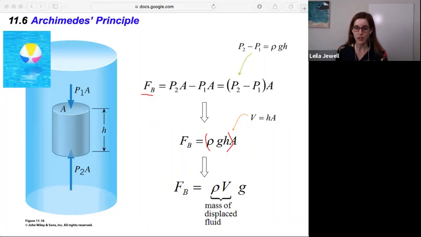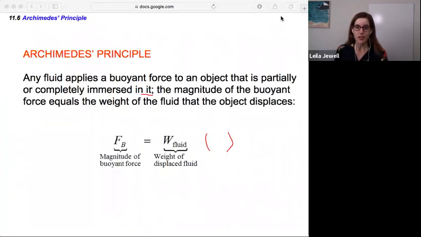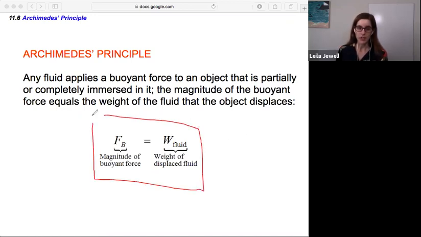That's what Archimedes' principle is. So Archimedes' principle says that any fluid applies a buoyant force to an object that is partially or completely immersed in that fluid. The magnitude of the buoyant force equals the weight of the fluid that the object displaces. So here's the equation written out in formal terms.